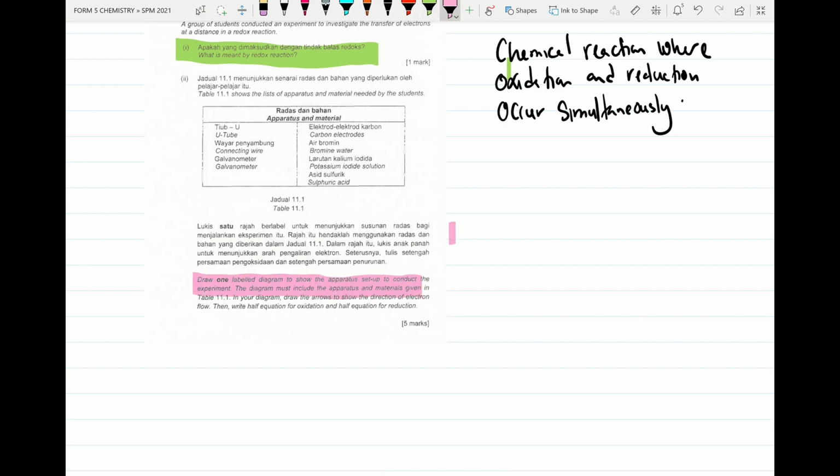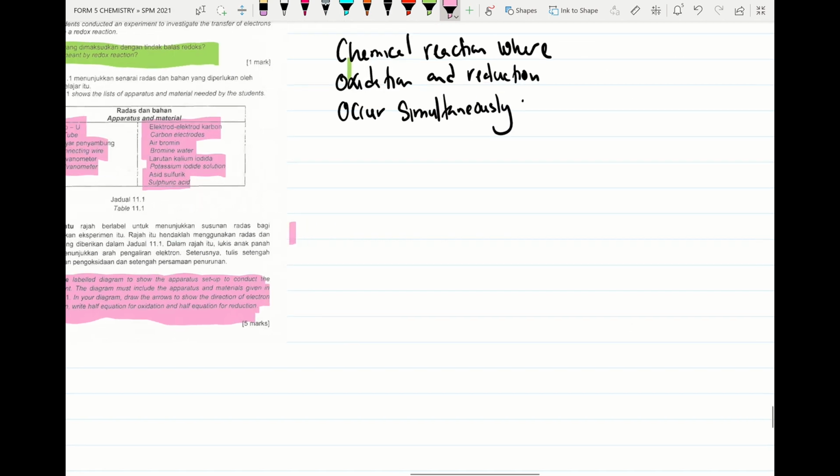Draw one labelled diagram to show the apparatus setup to conduct the experiment. Alright, the diagram must include apparatus and material given in the question. So in your diagram, draw an arrow to show the direction of electron flow. Write the half equation for oxidation and reduction. So here U-tube cell, connecting wire, galvanometer. Alright, so carbon electrode, bromine solution, potassium iodide solution, and sulfuric acid are given.